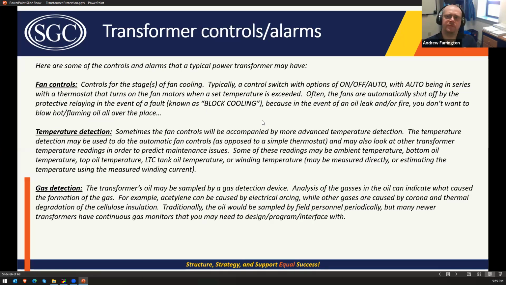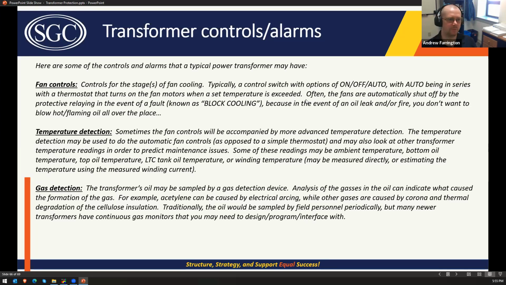Some other types of controls and alarms for power transformers. There's fan controls. These control the stages of fan cooling. Typically, you'll have a switch with on, off, or auto, and the auto contact will be in series with just a dumb thermostat, so that when the temperature in the transformer gets above a certain level, you turn the fans on and cool it down.